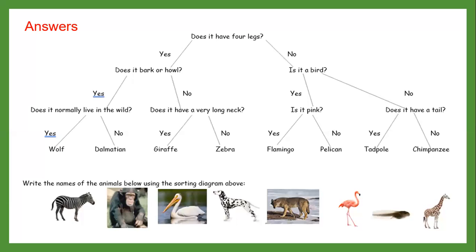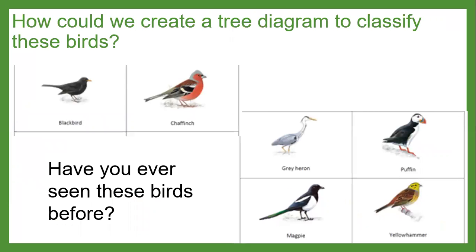Let's have a look at the other one. Does it have 4 legs? No. So this animal doesn't have 4 legs. Is it a bird? Yes. So we've got a pink bird, which is a flamingo, and an unknown pink bird is a pelican. We've also got, is it a bird? No, it's not a bird, but it does have a tail. Yes, the tadpole. And if it's not a bird and it doesn't have a tail, it's a chimpanzee. Okay. So think carefully now.